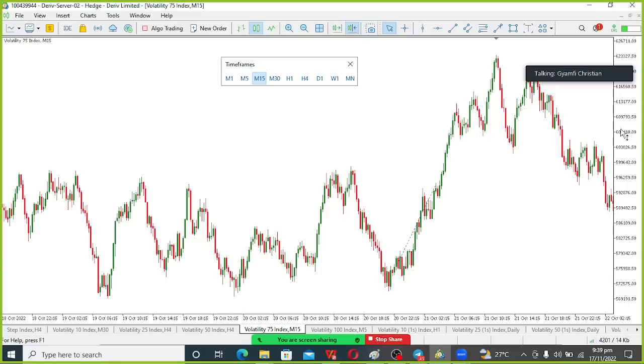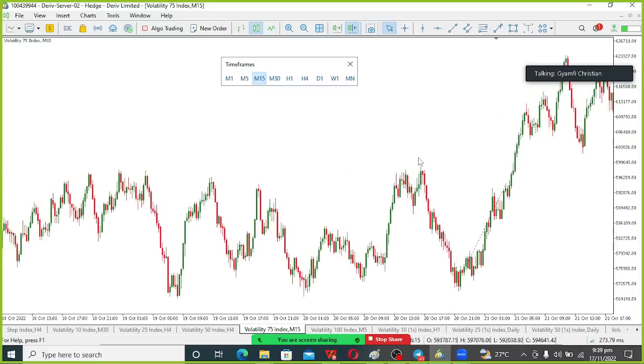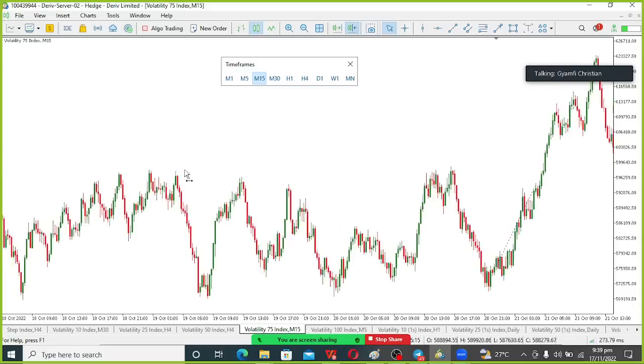So right now I've already marked a few supports and resistance on H4. Currently we are on M15, which is 15 minutes. So here, if I want to draw a line, maybe a resistance or a trend line, we already know that we should have at least first and then second points, then we extend it.